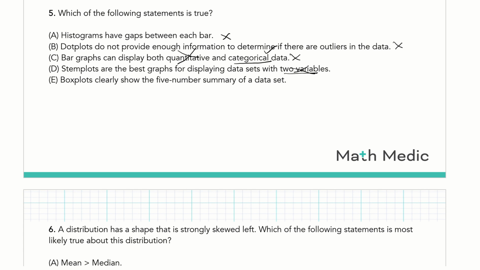Box plots clearly show the 5-number summary. Yes. All right, so the answer is E.